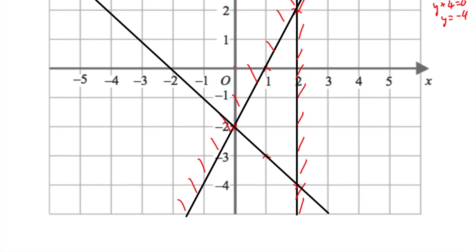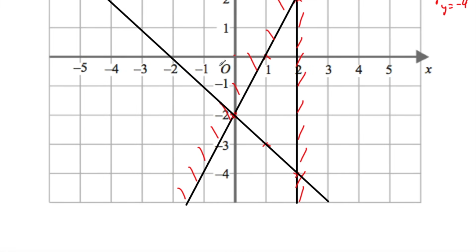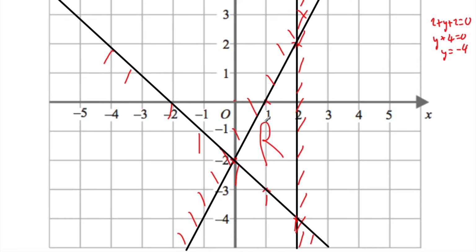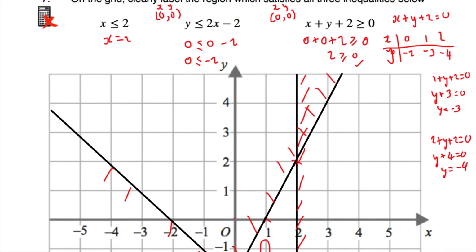So that means the origin is on the side we want to accept. So we want to accept above that diagonal line. So all the points above that diagonal line would work, and the points below wouldn't. So let's reject below that diagonal line. And if we reject below the diagonal line, we're left with this region here, this triangle. So that's the region. I'm just going to label that R. So that's it. That's the region that satisfies all 3 of the inequalities we were given.